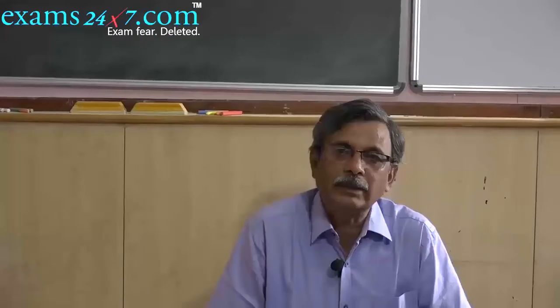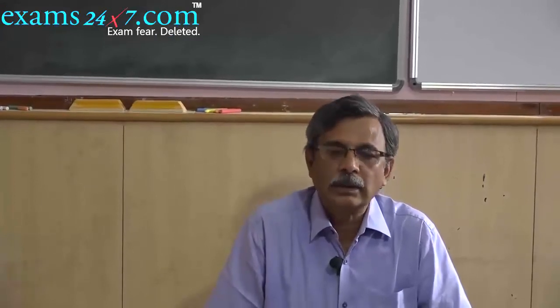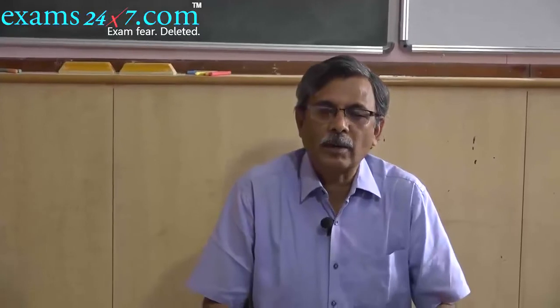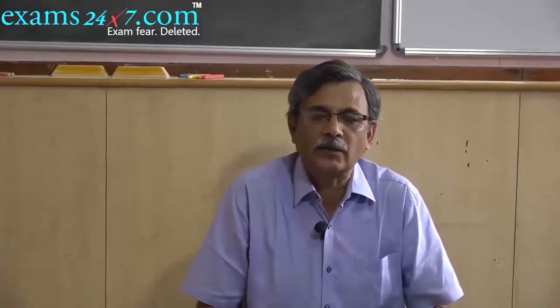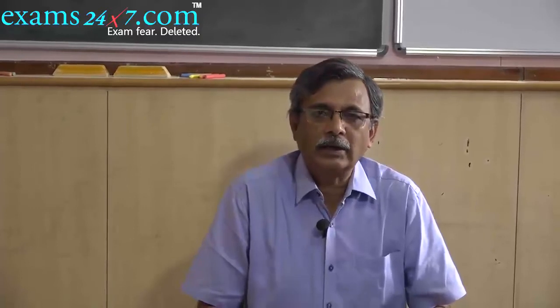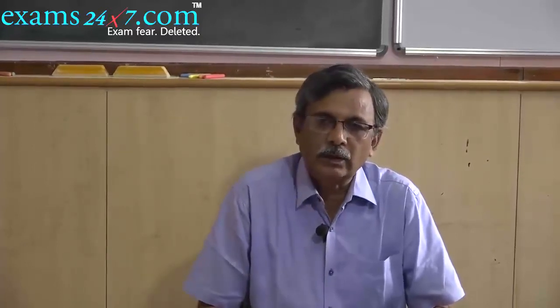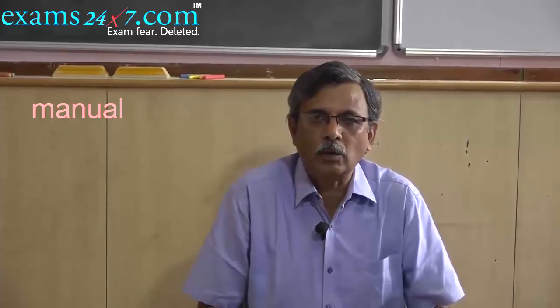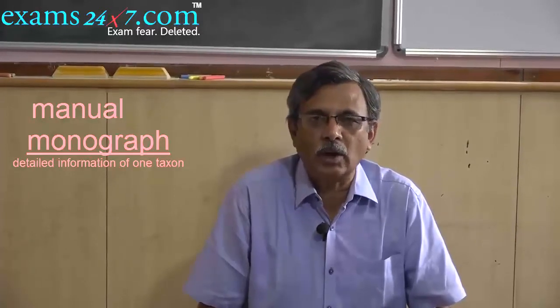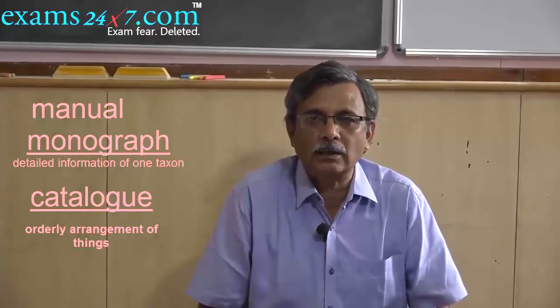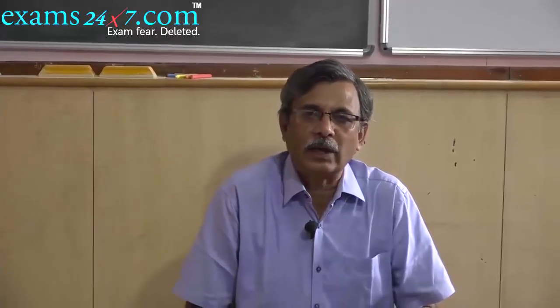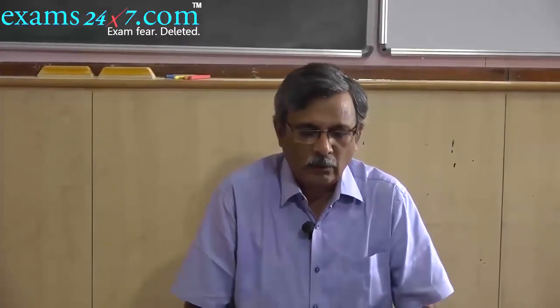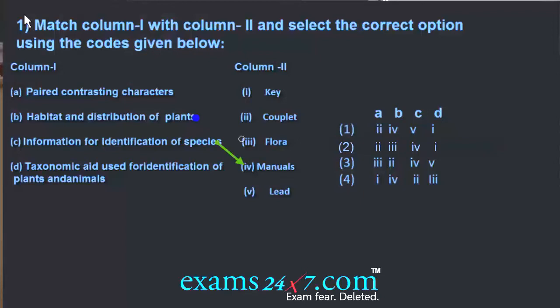Then we come to the next statement, information for identification of species. So remember, for species identification, what kind of description is going to give information? Then it must be manual. If you talk about monograph, that is going to give you information on one taxon. If you talk about catalog, it refers to orderly arrangement of the components that we are going to refer for. So, information for identification of species goes with manual.